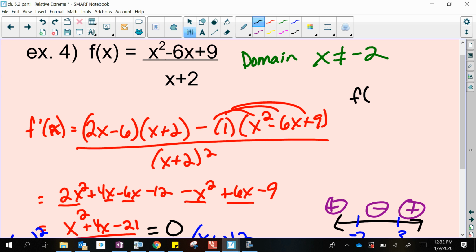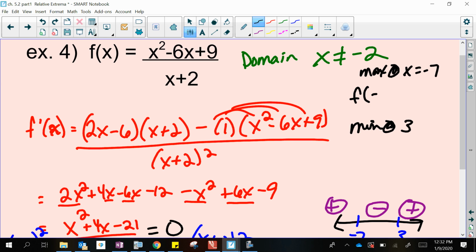Okay, so hopefully you found it's positive, negative, then positive, right? So we have a max at -7 and a min at 3.